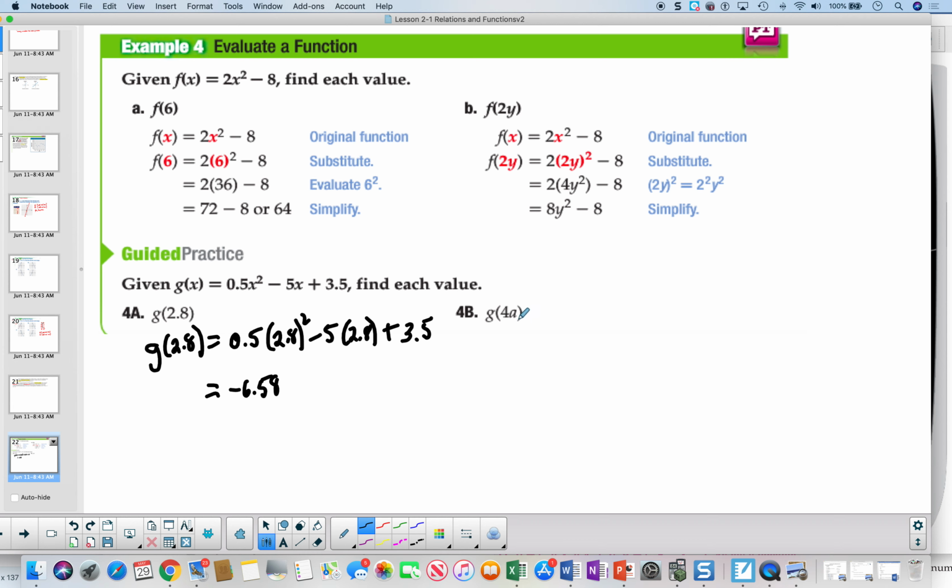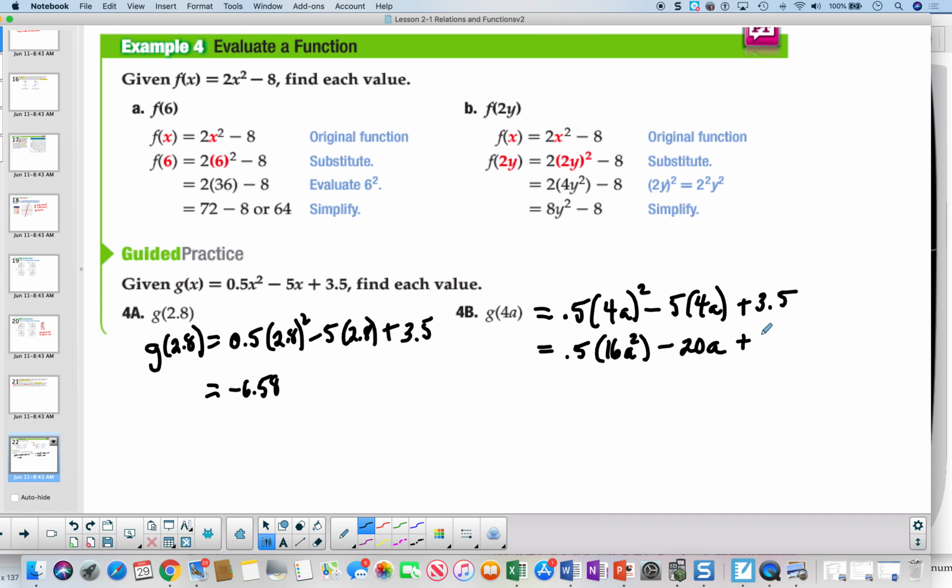Now your graphing calculator will not help you on this when you substitute 4a. So let's go ahead and do that. 0.5, and then we're going to put 4a to the second power minus 5 times 4a plus 3.5. Remember PEMDAS, we're going to do powers first, so that's going to be 16a squared minus 20a plus 3.5. Now 0.5 times 16, that's a half times 16, that's 8a squared minus 20a plus 3.5. And this is all we can do. You cannot combine these because they are not like terms.